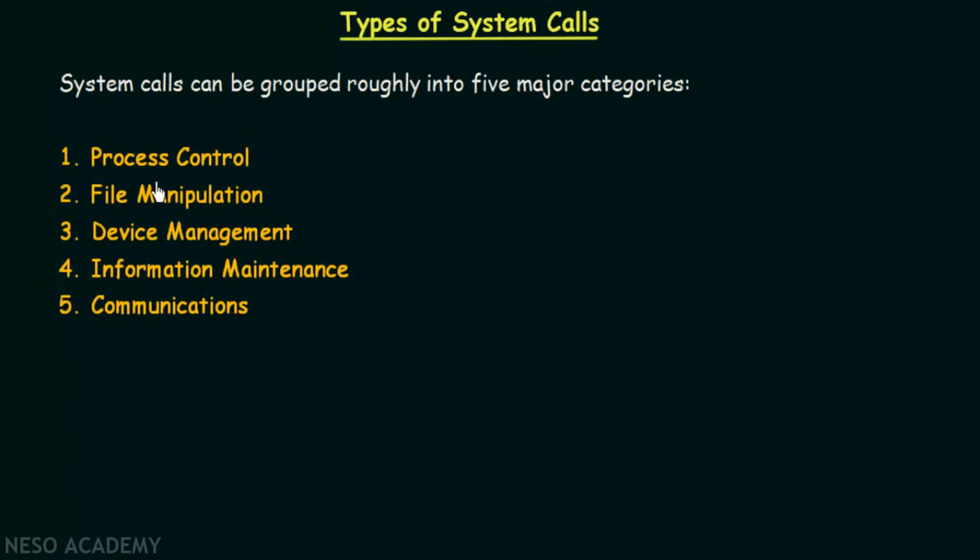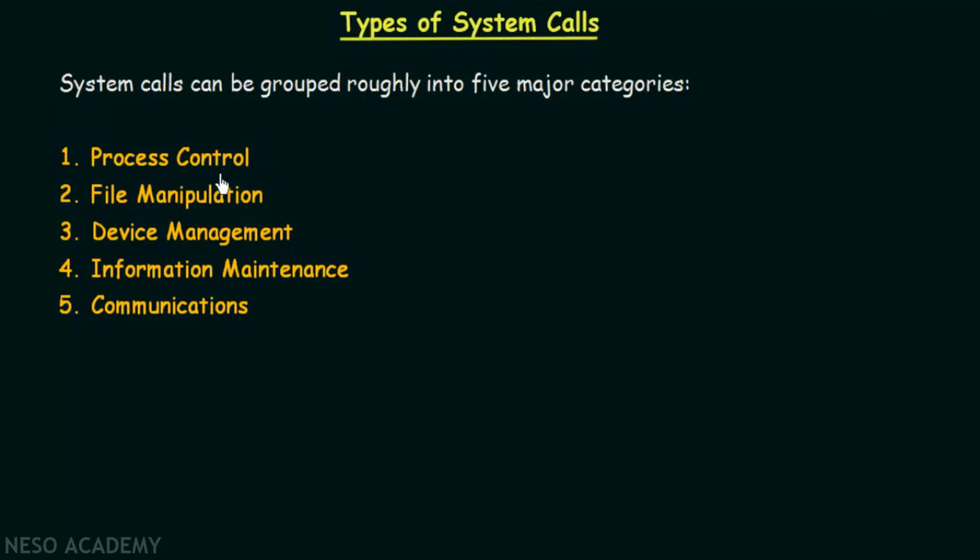Here we have the 5 categories of system calls. The first one is process control, the second is file manipulation, the third is device management, the fourth is information maintenance, and the fifth is communications. These are the 5 major categories, and all the system calls that we have can be roughly grouped into them. Now let us see the meanings of these 5 categories one by one, and how they are different from each other.